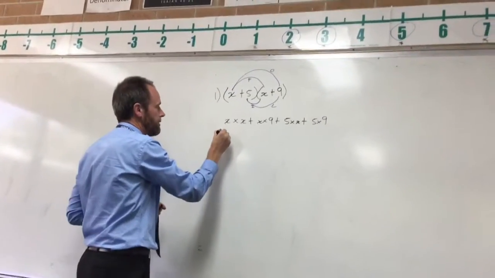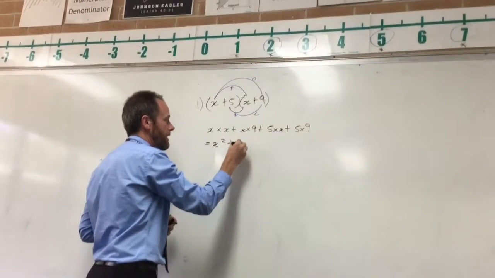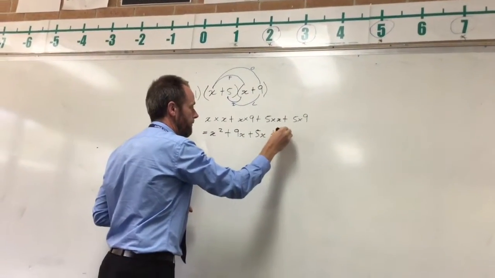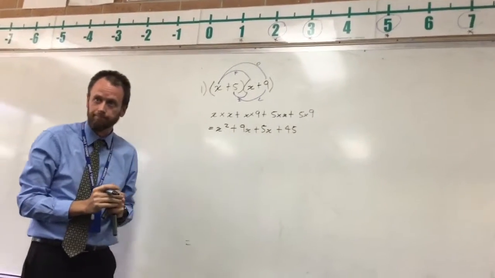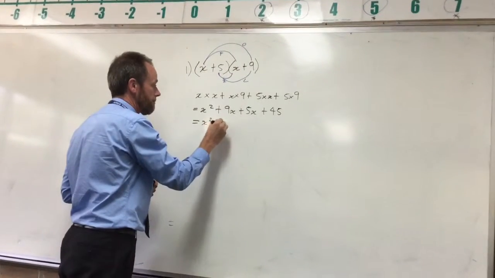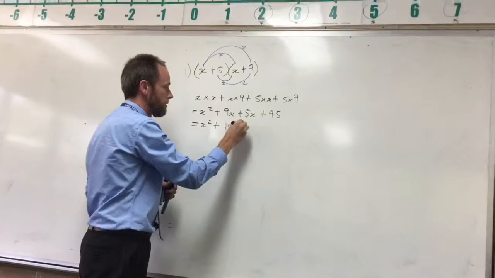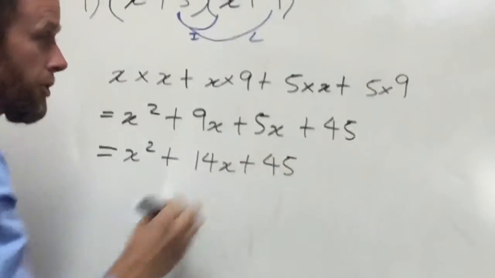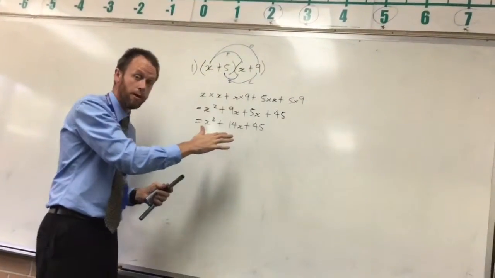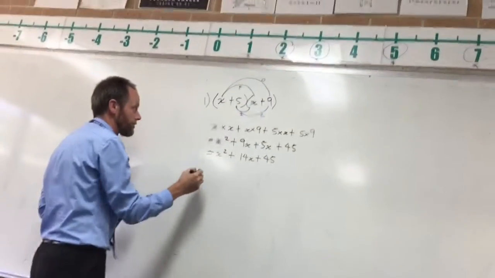And then of course I will simplify this. So I've got x squared plus 9x plus 5x plus 45. But I'm not finished yet. You should be able to go one step more. In this case, x squared plus 9 plus 5 gives me 14x plus 45. So I've expanded and I've simplified. That's all we need to be able to do. Straightforward, just multiply the first, last, inside and outside.